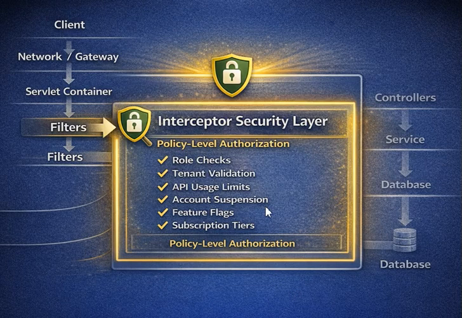So let's look at the life cycle of how interceptors work. The first thing is interceptors have three main phases. They have the preHandle, which runs before the controller and is used for blocking and validation.